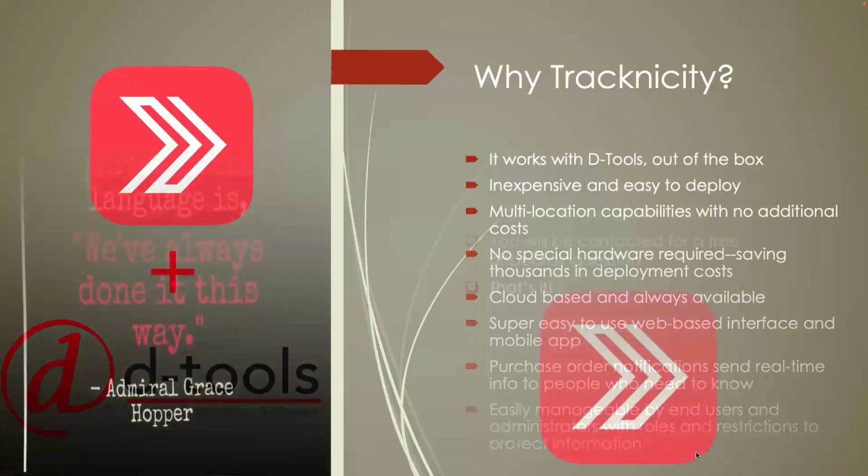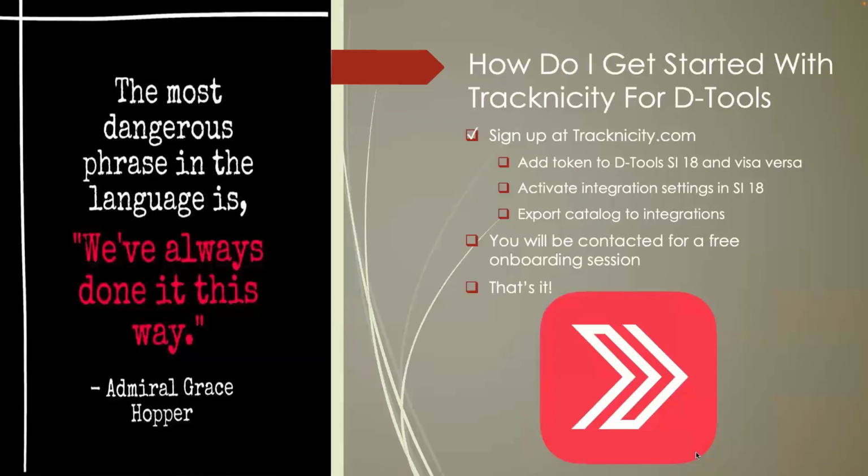To get started with Tracknicity, it's pretty simple. You just go to tracknicity.com and sign up for the subscription service there. Once you've done that, we'll get a notification and we'll help you add the DTools tokens from SI18. You do need to be on SI18, so if you're not, you have to upgrade to SI18 to take advantage of this. We'll get your integration settings activated in SI18, and the initial product catalog you can set up to export immediately. It happens overnight right after you get your integration set up.